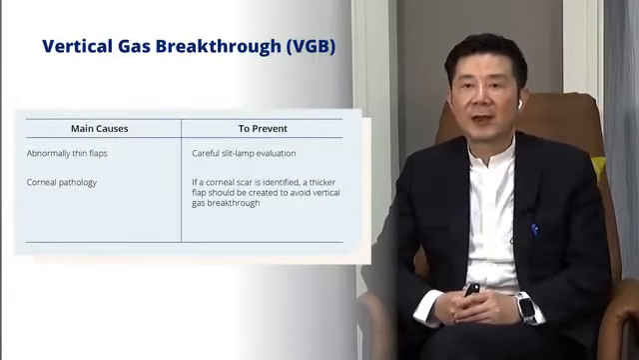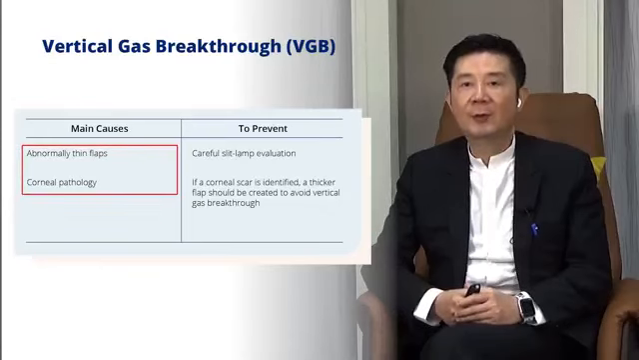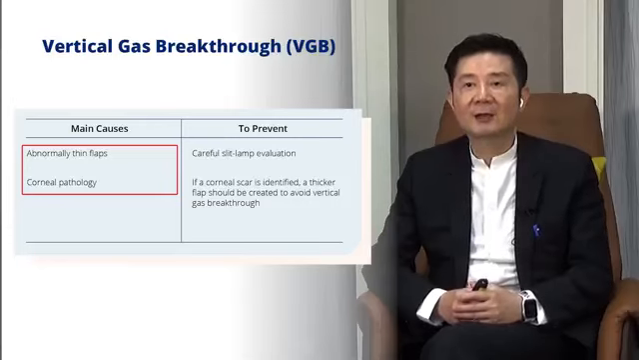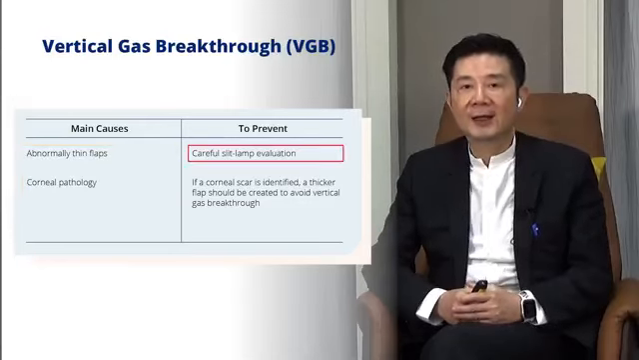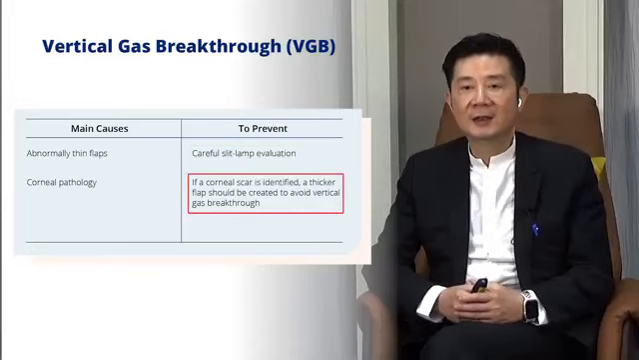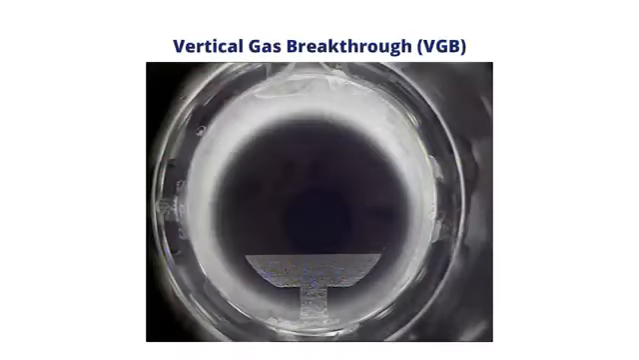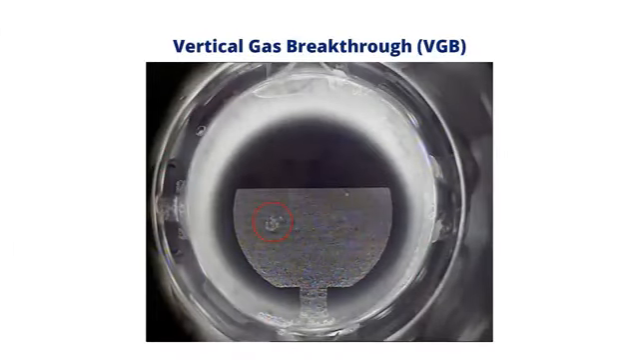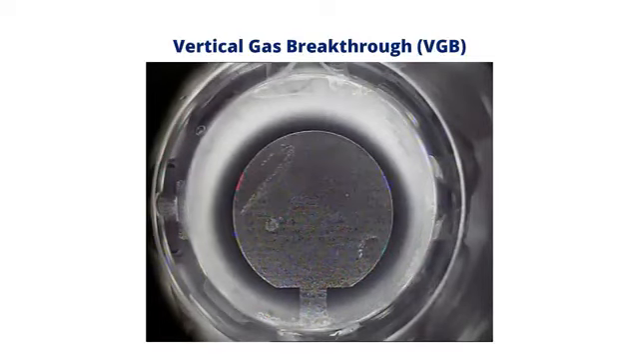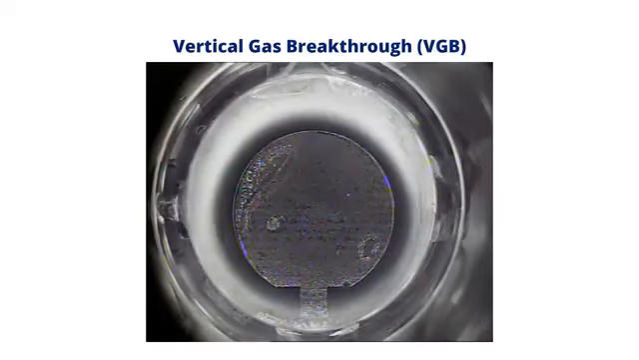Main causes of vertical gas breakthrough: an abnormally thin flap or corneal pathology, like a previous scar, may result in vertical gas breakthrough. Careful slit lamp evaluation is very important for barely visible thin scars. If a corneal scar is identified but not very deep, a thicker flap can be created to avoid vertical gas breakthrough. The thin scar here was ignored, resulting in vertical gas breakthrough as shown in the red circle in this video.